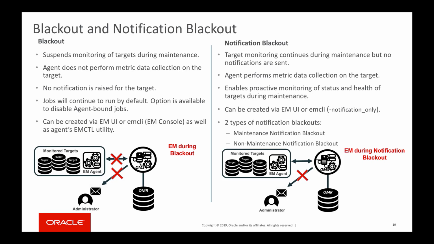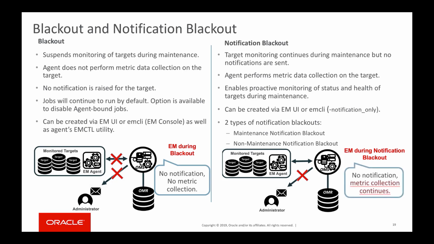So what's the difference between the blackout and notification blackout? Blackout suspends the entire monitoring of the target, so no metric collection is being done during the time. Notification blackout, on the other hand, suppresses the notification but continues to collect the metric values from the target. Therefore, under notification blackout, if you go to Incident Manager, you see the event generated as usual as you bring the targets down. It just does not send notification for those events.